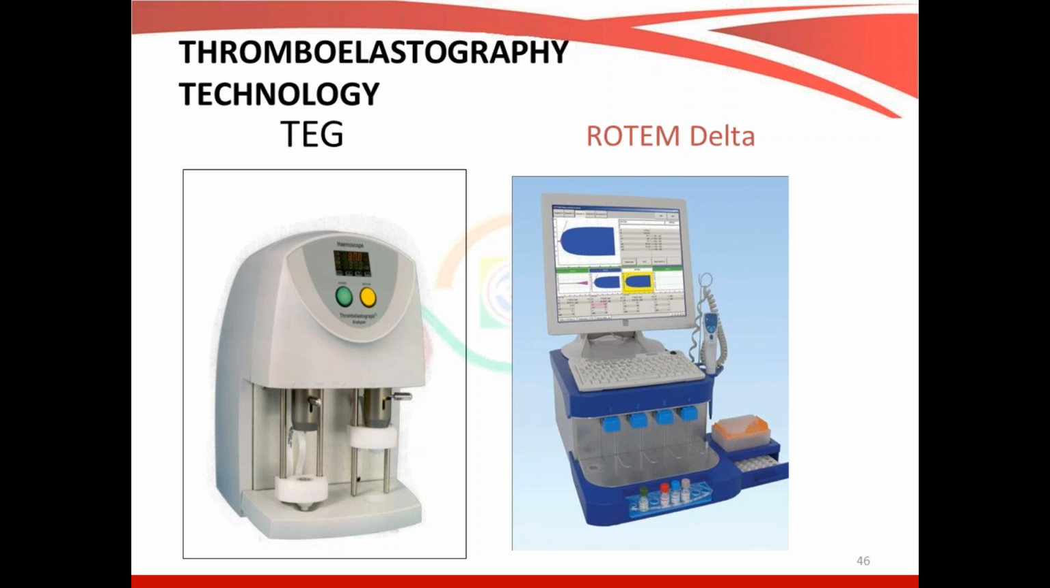The red one is for APTEM when you're using aprotinin. So if your patient is having hyperfibrinolysis, you will put in a test called APTEM, and this is for your extrinsic pathway. So these are the 4 tests. These are the 4 cups.